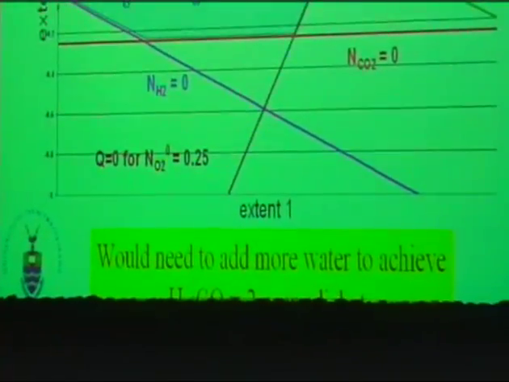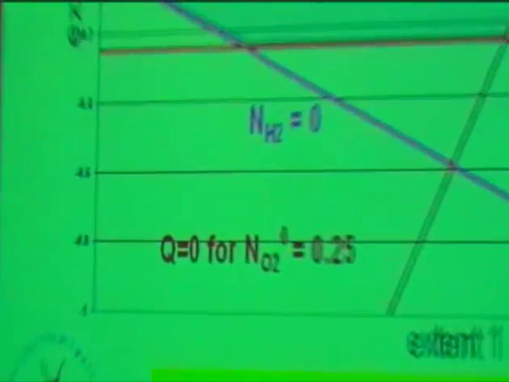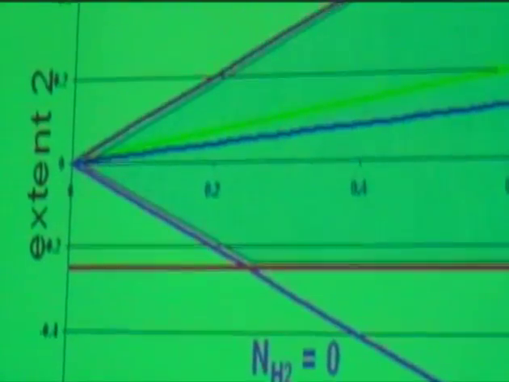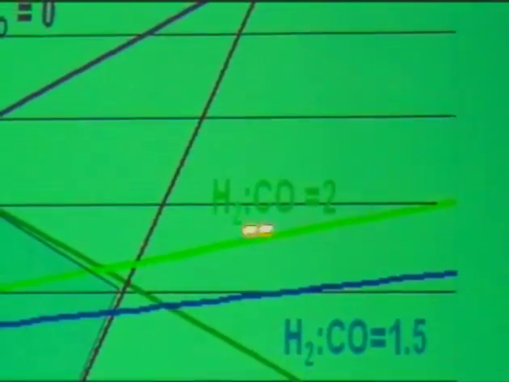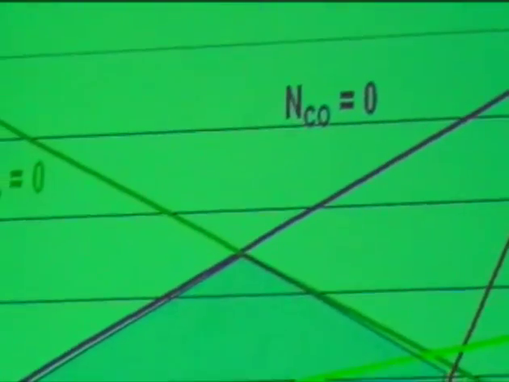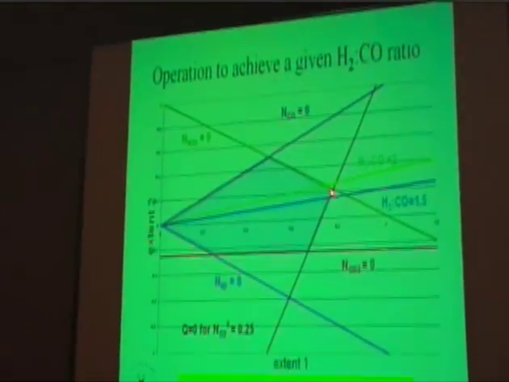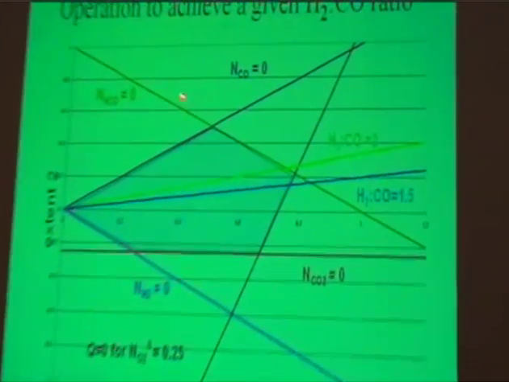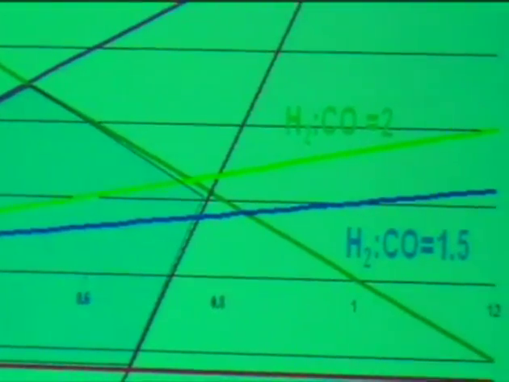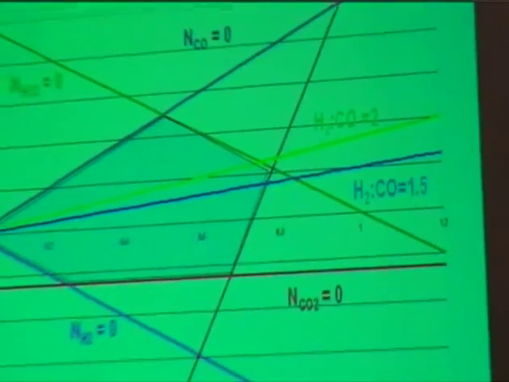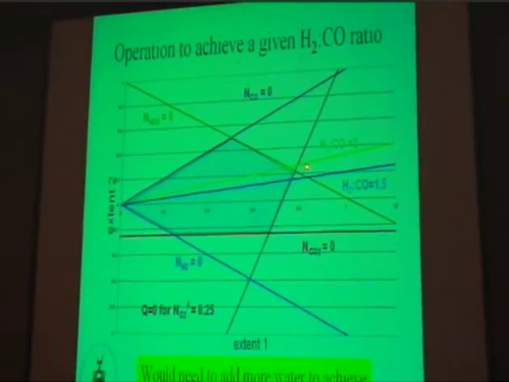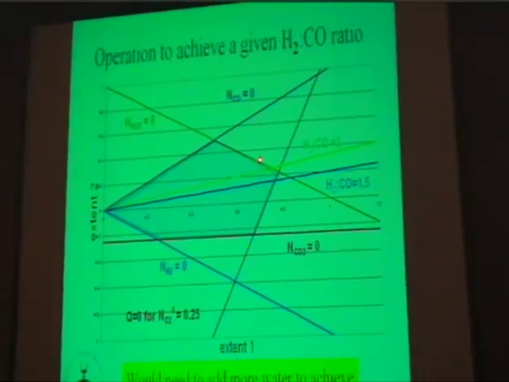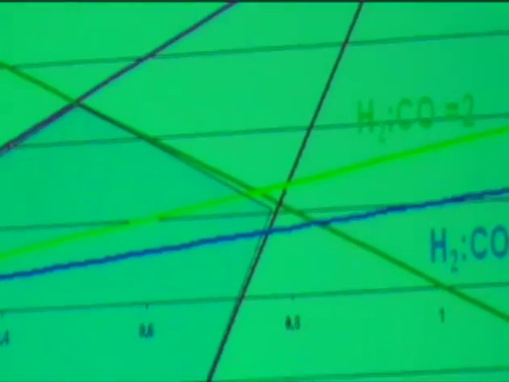Now, let's look at hydrogen to CO ratios. If we have a hydrogen to CO ratio, we get 1.5 here. If we have a hydrogen to CO ratio of 2, you notice that what stops us going further is different. This is determined by the energy balance, but this one isn't determined by the energy balance, it's determined by the water equals naught. So if we want to get a higher extent of reaction 1, we can add more water to the feed.